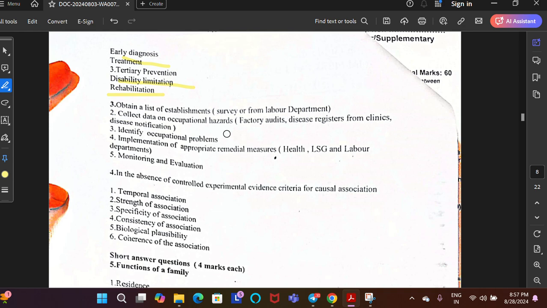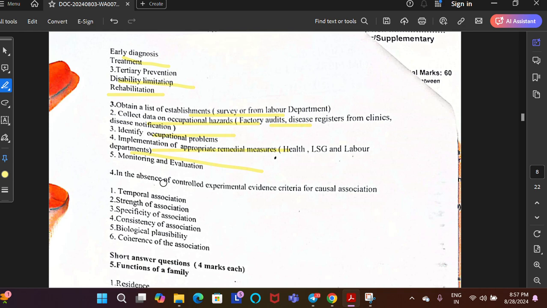Next question, problem based. Occupational health hazards are increasing in the industrial area coming under your PHC. As a medical officer, what are the steps you will take to control the situation? Obtain a list of the establishments, by survey or from the labor department. Collect the data on occupational hazards like factory audits, disease registers from clinics, disease notification. Identify the occupational problems. Implement appropriate remedial measures with the LSG, the local self-government, and the labor department. Then monitoring and evaluation.